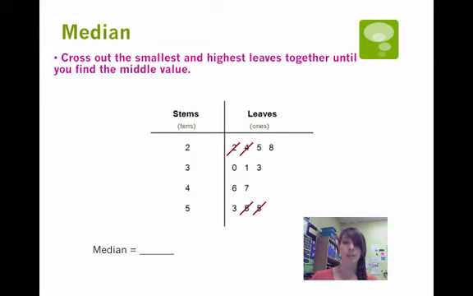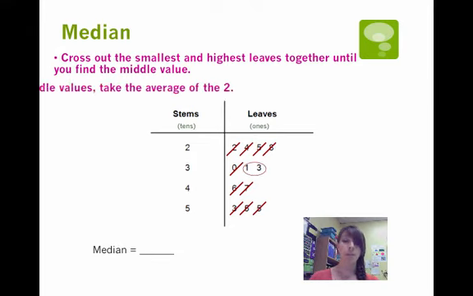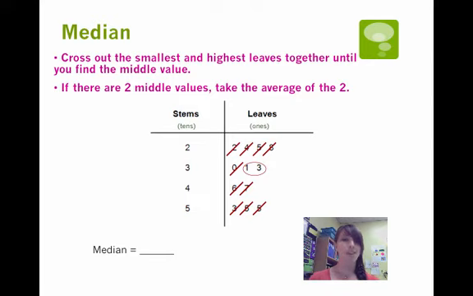So you just start crossing these out until you get to the middle, okay? And for this one, we have 2 numbers in the middle. And again, this is just like finding the median in any other data set. If there are 2 middle values, you average the 2. You find the mean of the 2.